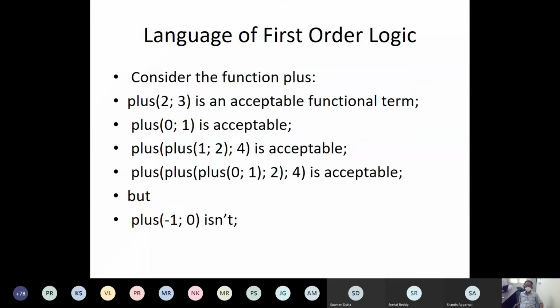Consider the function plus. Plus(2, 3) is an acceptable functional term. Plus(0, 1) is acceptable. Plus(plus(1, 2), 4) is acceptable, because plus(1, 2) has a return type integer, and so plus of that integer and 4 is acceptable. Plus(0, plus(1, 2), 4) is acceptable. But plus(-1, 0) is not, why? Because there is a negative number there, and that is not defined.